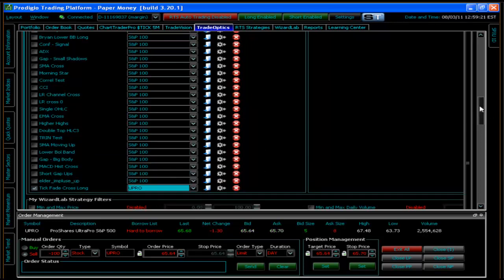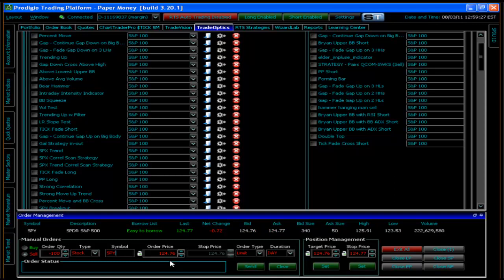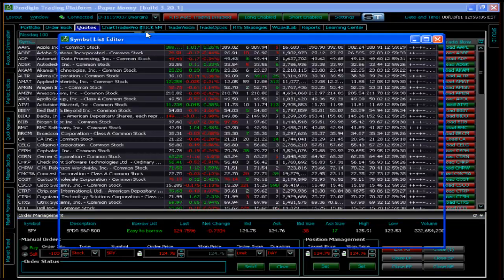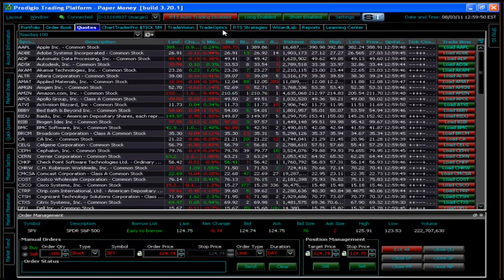Now, I had brought up SPXU before. Well, here's the thing, right? SPY is SPY. SPY is easy to borrow. So I can short SPY. So let's go back into my quotes panel. I'm going to make another list here. Let's call this SPY. So here's SPY. And I'm going to add this in, press enter, hit save, and I've got a symbol list that only has SPY in it.